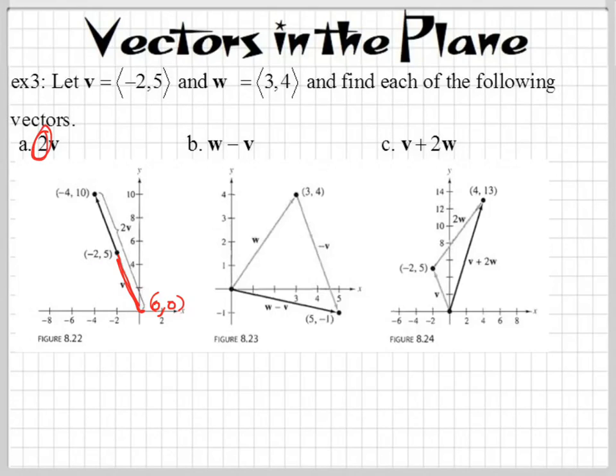If we were to multiply it by 2, it would double it. So I have 2 of them. So it doubles in length. Does it point the same direction? Yes. It just changed the length. So when you multiply it by a scalar, you're just stretching it out, essentially.